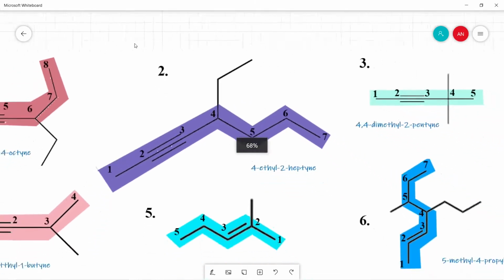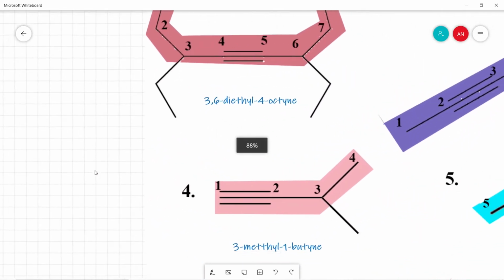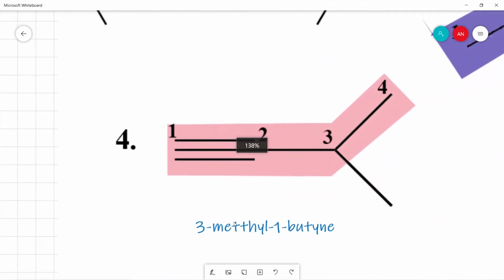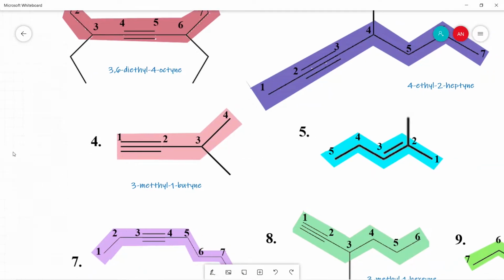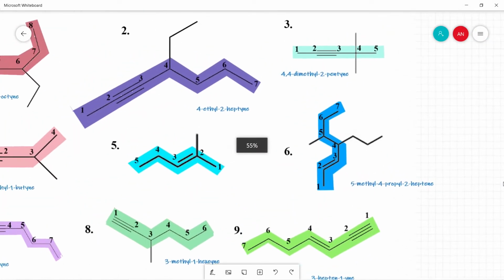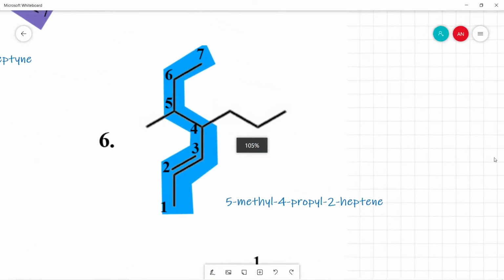Now moving towards the next one, this is, yeah, there's a mistake, it's methyl, there should be only one T, so ignore it. And there it is, 1 2 3 4, butyne, right? And there's a triple bond between the first and second carbon, so we'll take one as a reference, and there's a methyl radical on the third carbon, so 3 methyl 1 butyne. Very easy. This example we have already discussed previously. So moving towards the next one, there it is.